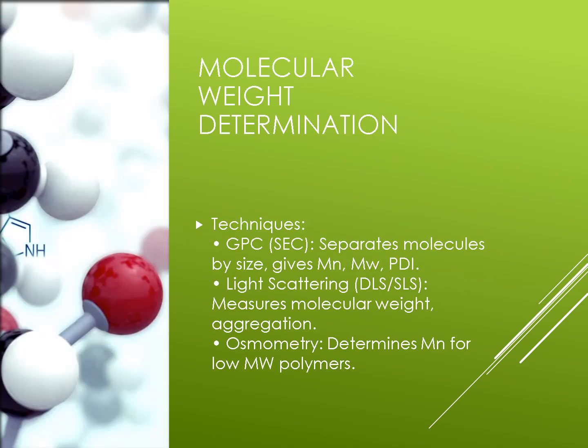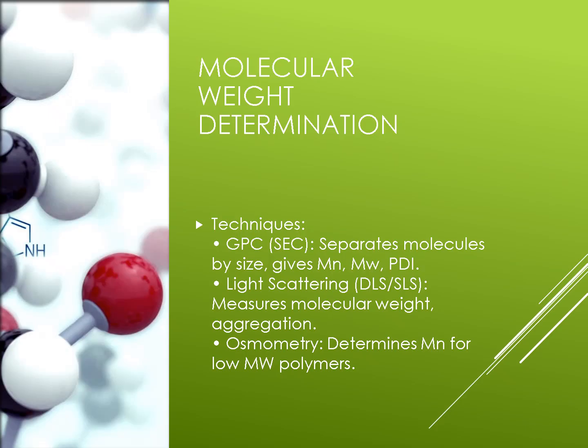Let's start with molecular weight, one of the most important parameters in polymer science. Think of it as the size of the polymer chains. A high molecular weight often means a stronger, tougher material. The go-to technique here is gel permeation chromatography, or GPC. In simple terms, GPC separates polymer molecules by size as they flow through a column. Larger chains exit first, smaller ones later. From this, we calculate values like Mn, Mw, and the polydispersity index, which tells us how uniform the polymer is.